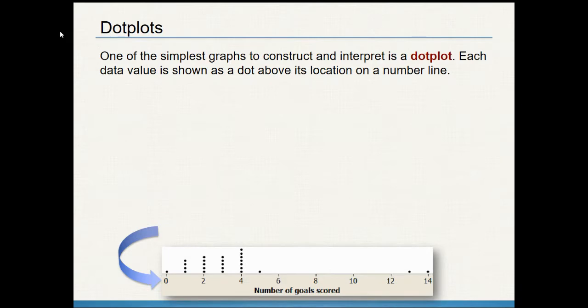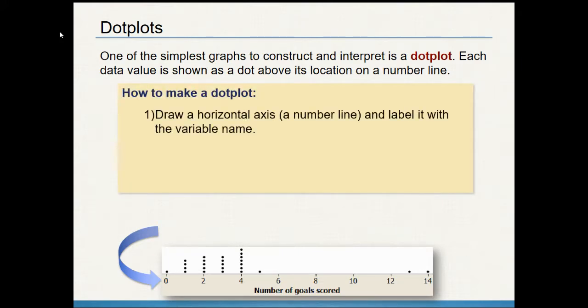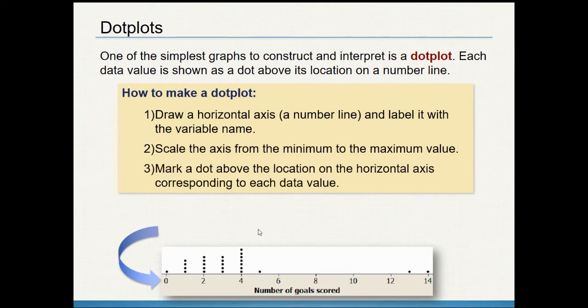All right, so dot plots are one of the simplest graphs to construct and interpret. Each data value is shown as a dot above its location on a number line. So how to make a dot plot? Well, you draw a horizontal axis, a number line, and you label it with the variable name. You always want to make it from your lowest value up to your highest value. Basically, you want to make sure that those do fall on the number line that you draw. You can scale the number line however you want to, but you scale it from your minimum to your maximum value, and you mark a dot above the location on the horizontal axis corresponding to each data value in the set.